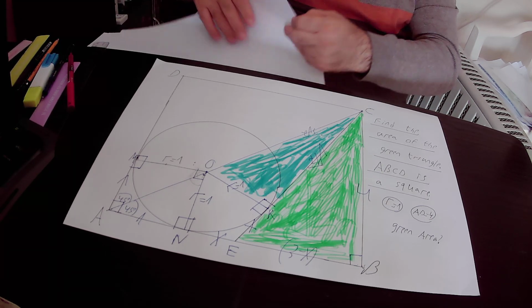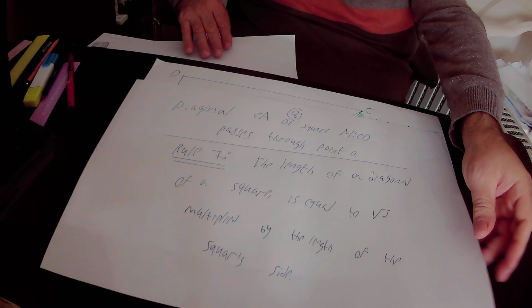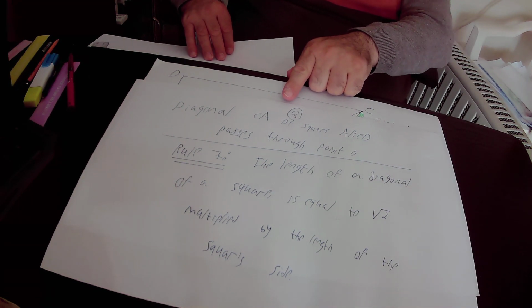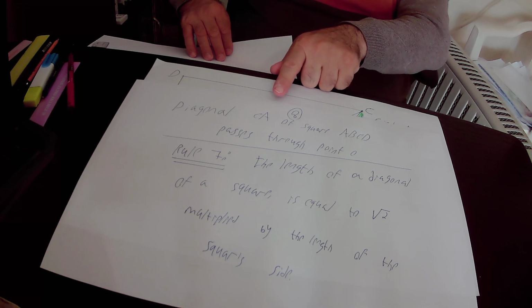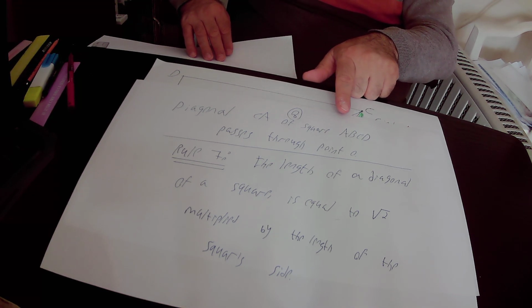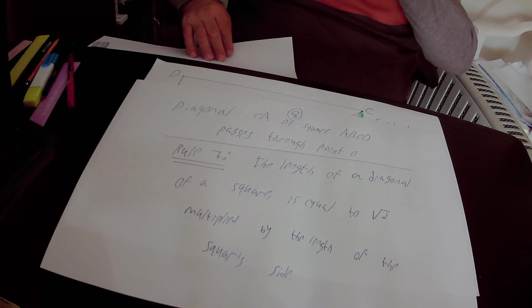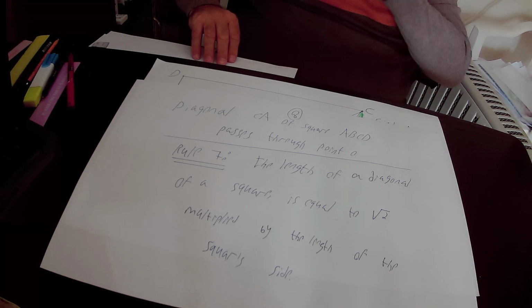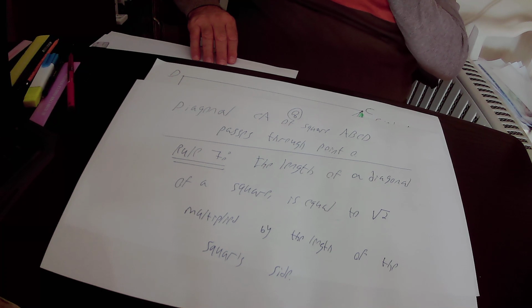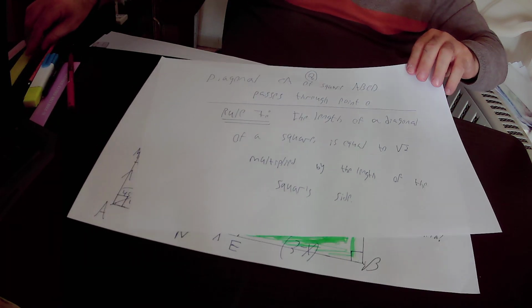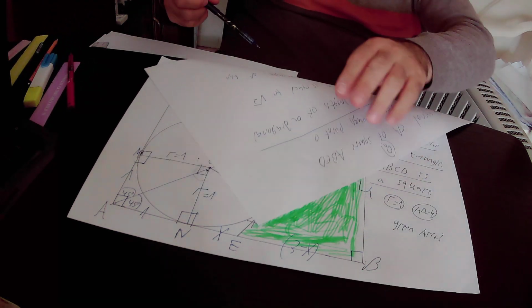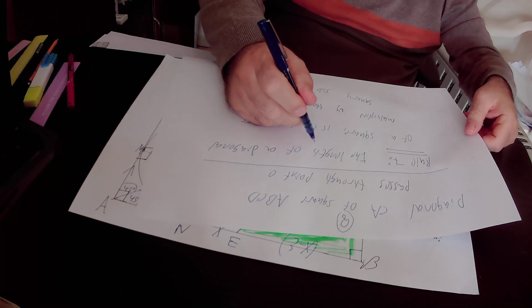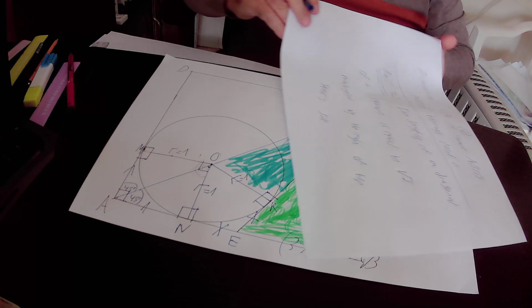So, from the fact that angle OAB equals angle CAB, we'll conclude that diagonal CA of square ABCD passes through point O. Okay, then I presented to you rule number 7. According to rule number 7, the lengths.